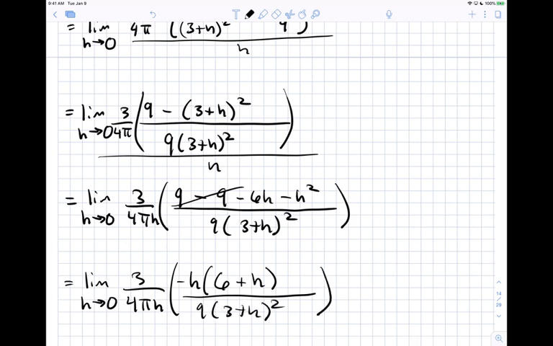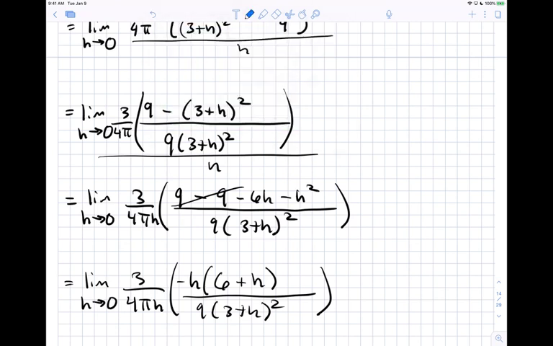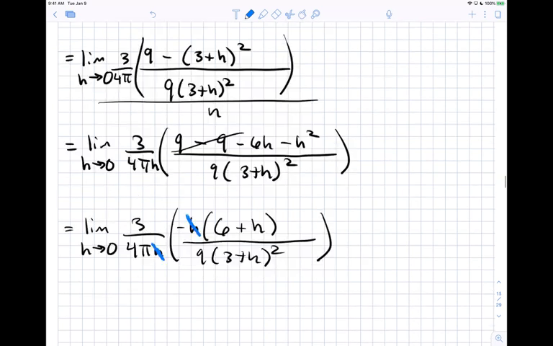The whole point when you're doing this limit as h goes to 0 is that you want to get to a point where you have an h on top that's going to cancel the h on the bottom. Once that happens, that means you're on the right track. That's what you're kind of looking for. Okay, I'm going to do some other cancellations. This 3 is going to turn this 9 into a 3.